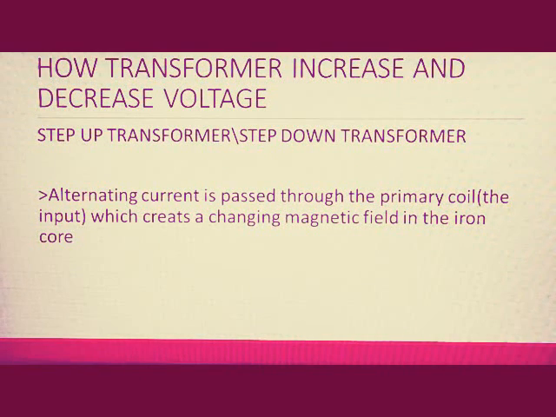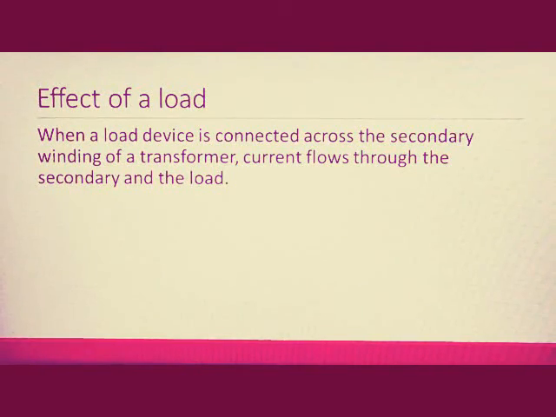Step-down transformer: alternating current is passed through the primary coil, which creates a changing magnetic field in the iron core. The changing magnetic field then induces alternating current of the same frequency in the secondary coil. A step-down transformer has more turns of wire on the primary coil, which makes a reduced induced voltage in the secondary coil. Effect of a load: when a load device is connected across the secondary winding of the transformer, current flows through the secondary and the load.